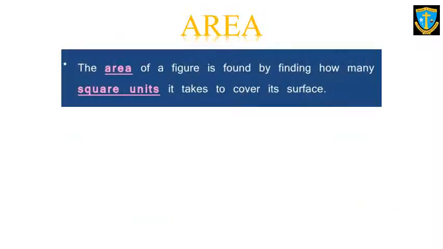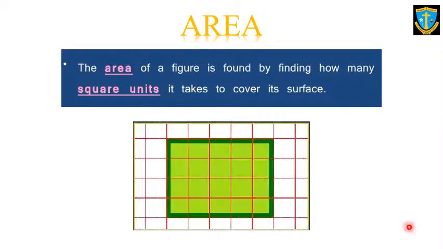The area of a figure is found by finding how many square units it takes to cover its surface. If we have this colored rectangle and a square units paper, and we place the rectangle on it, we can find the number of squares it is covering, and therefore we can find the area.